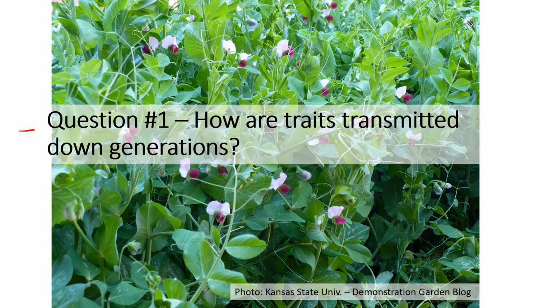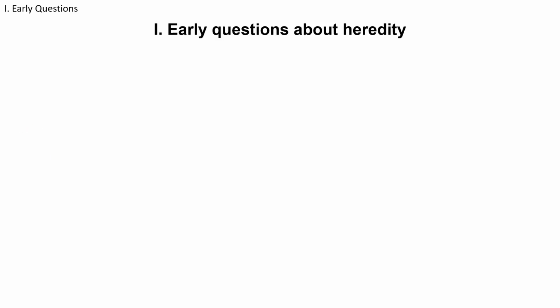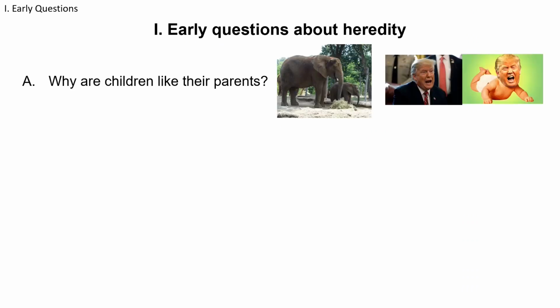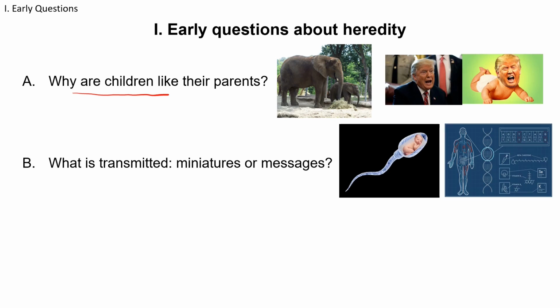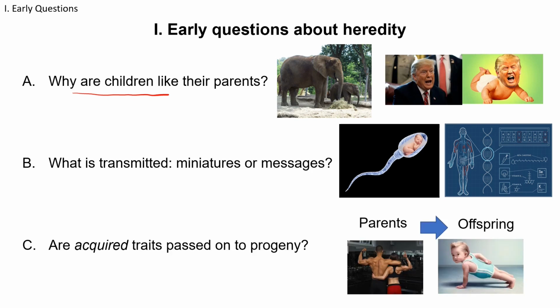So this is our second lecture, and I just remind you that we are talking about the early questions about heredity. In the first section, we are talking about why children are like their parents. Then we will talk about what is transmitted, if miniatures or messages, and then we will talk about if the traits are acquired or not.